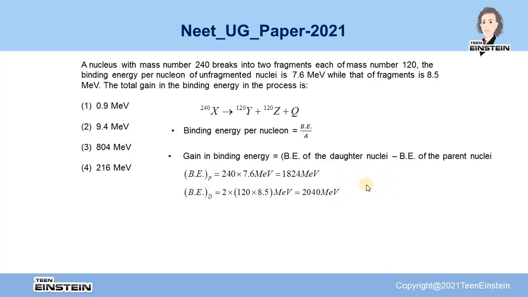then you will get the total gain in the binding energy during this fission reaction or during this process. So that turns out to be 216 MeV. So the total gain in binding energy in this process will be 216 MeV, and hence the fourth option will be the correct answer for this problem.